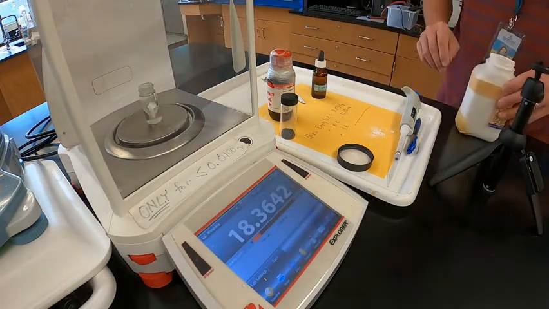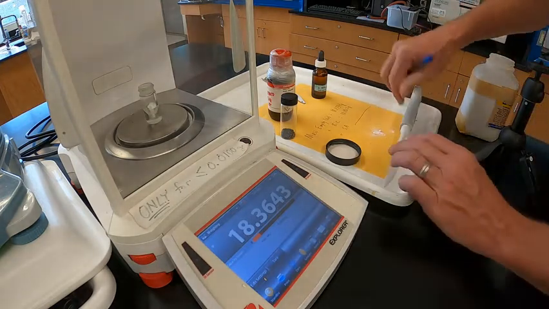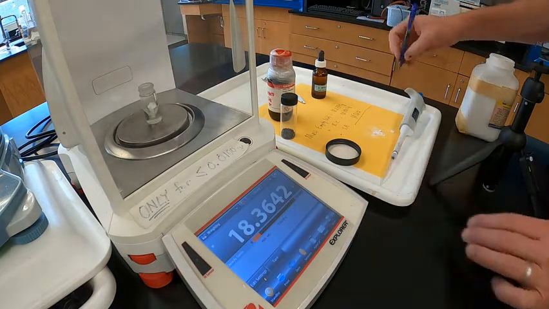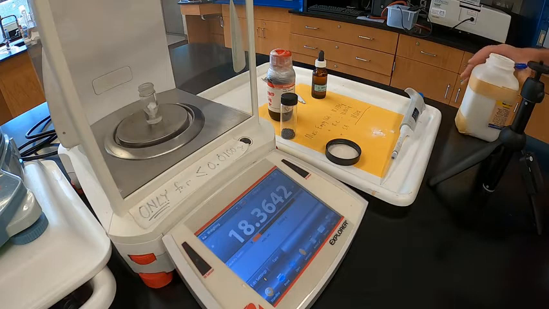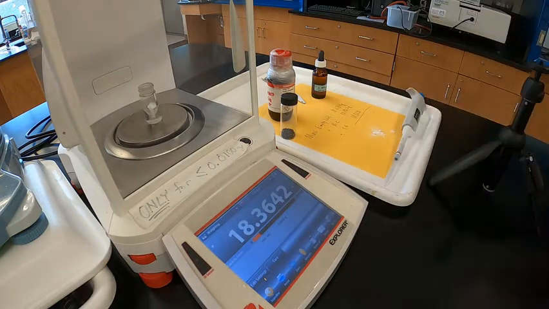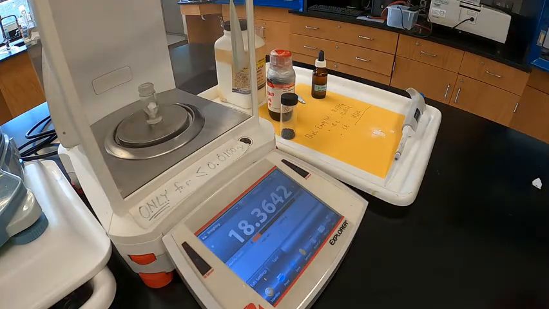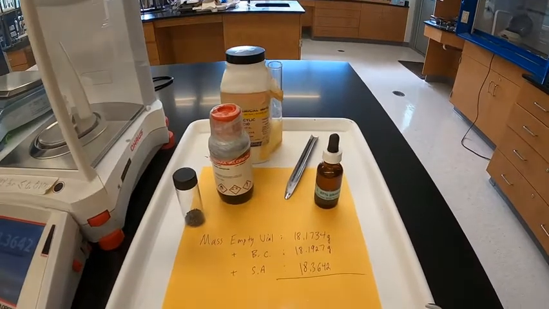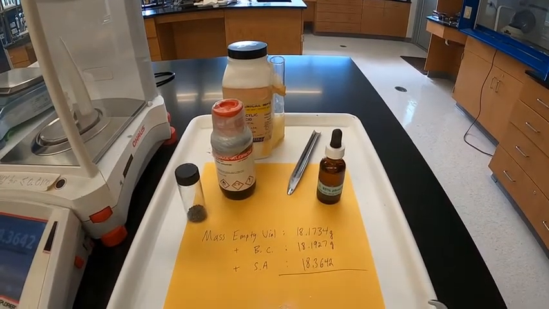There, 0.36. So that's close enough for what we're doing. So 18.3642. Later you'll subtract out those numbers to find the exact mass of salicylic acid that was added. So here's the numbers if you want to look at them again more closely to record.